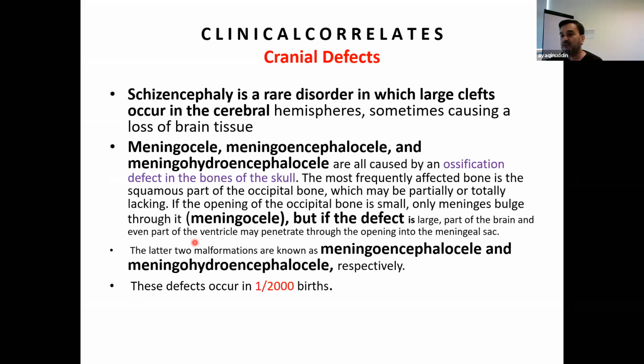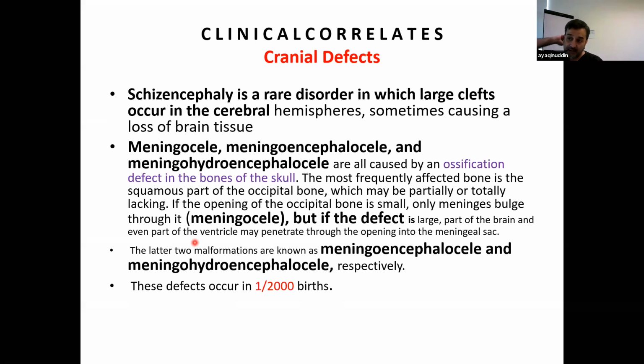And sometimes it may cause loss of brain tissue. Then you have meningocele, meningoencephalocele, and meningohydroencephalocele. And we have talked about this. It shouldn't be thought that meningocele is only in the spinal cord. You can have the bulging of the meninges over the top of the brain. That can be meningocele. If there is brain tissue extending with it, then this is meningoencephalocele. And if you have the ventricular cavity also extending, then it is called meningohydroencephalocele.